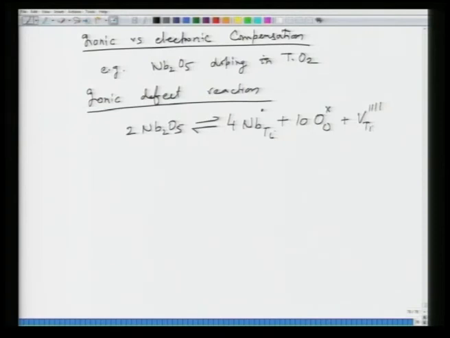So, in order to compensate for 2 extra oxygens which are coming as a result of Nb2O5, you need to create 1 extra vacancy of titanium. So, this is an ionic defect reaction. Now, electronic compensation.